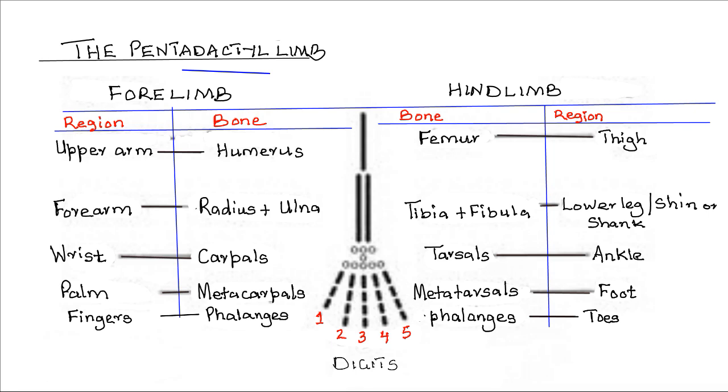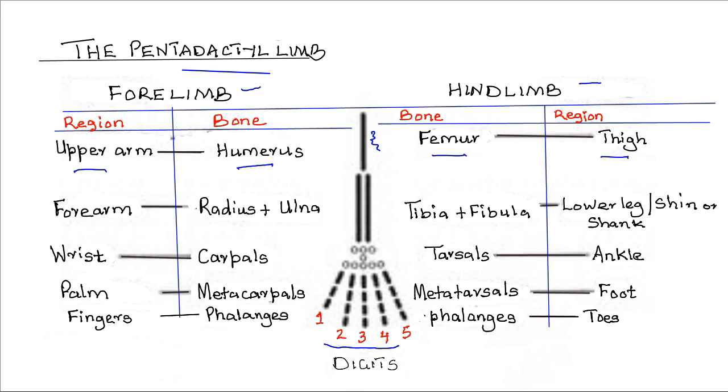In this plan, the limb ends in 5 digits. So whether it is the forelimb or the hind limb, the plan is the same in that at the proximal end there is one bone. In the forelimb, the bone is the humerus and it is found in the upper arm. In the hind limb, it is the femur, found in the thigh region or the upper leg region.